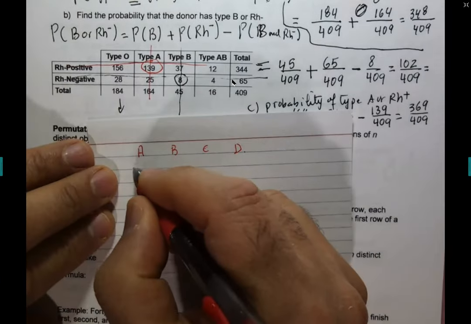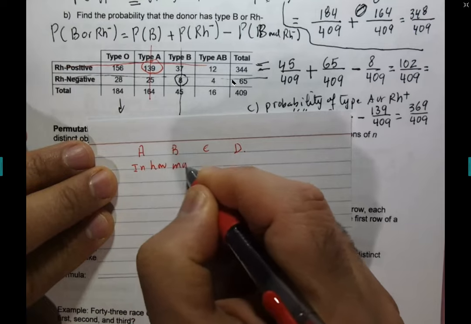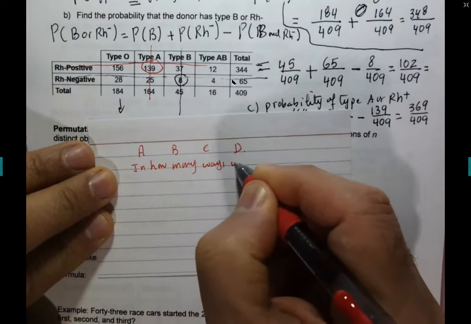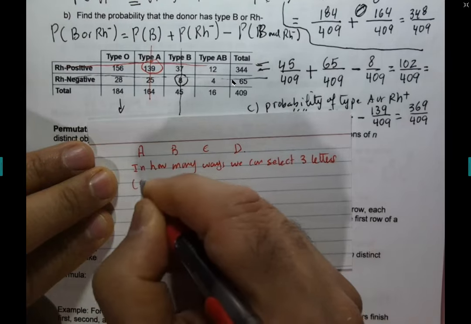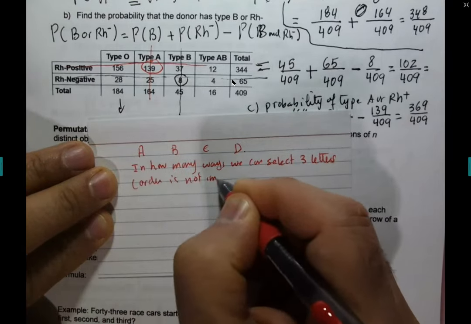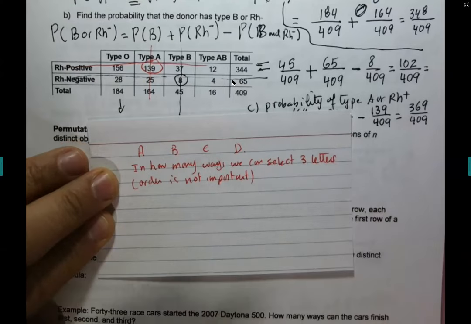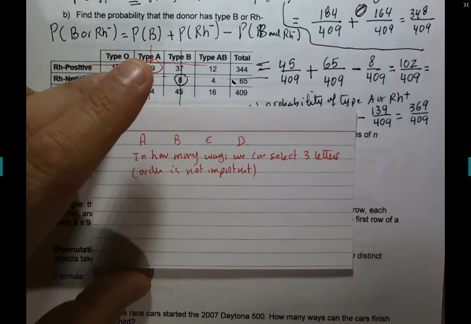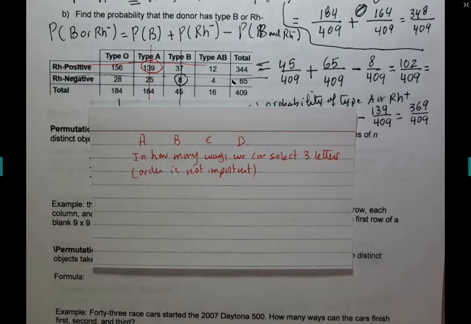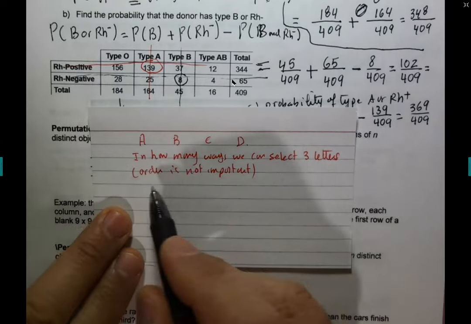So in how many ways can we select 3 letters? Order is not important. In a seating arrangement, guys, order is important. It's important who sits next to whom. So guys, let's see the different ways to select. So I have 4 students, and I want 3 of them. How many ways can I select, guys, 3 out of 4 students? And it doesn't matter whom I call first, just to be in the group. So can you give me the possible choices? Give me the first 3 letters that you would say.